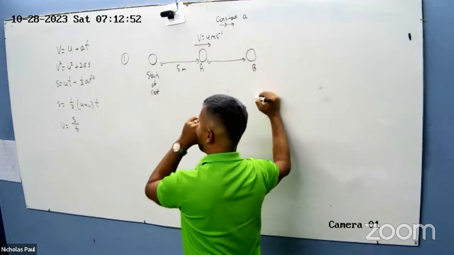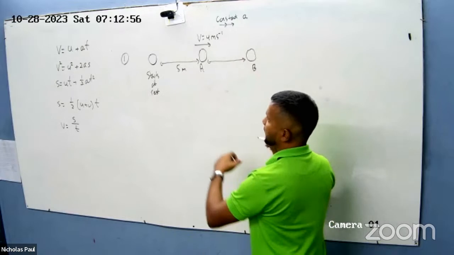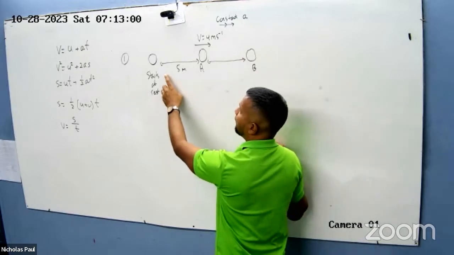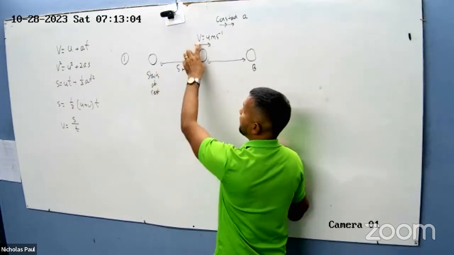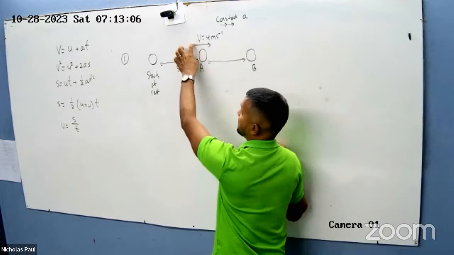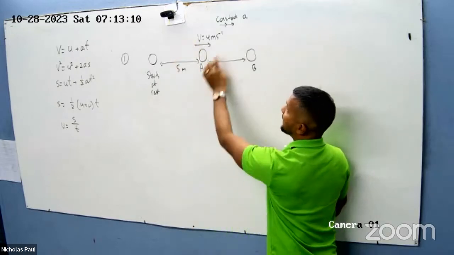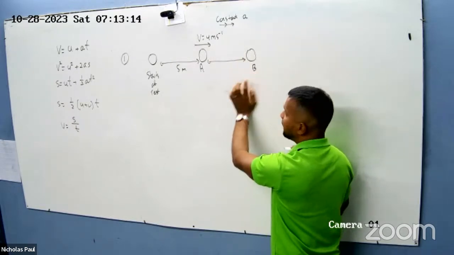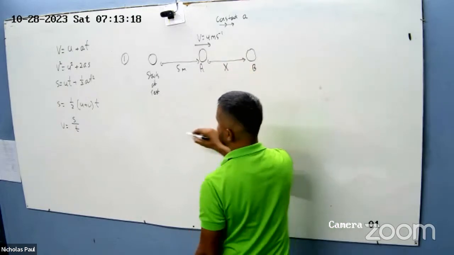All right, so let's say we have an object, the object starts at rest, and the object moves to the point A where the velocity is V, right? And then from here, it travels with a constant acceleration to the point B. Let's see if we can find X here.